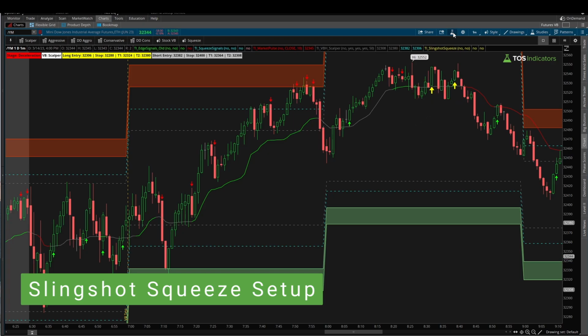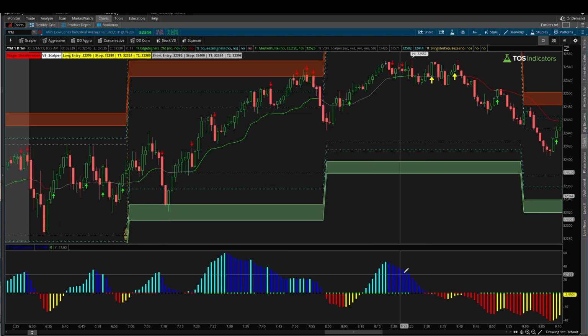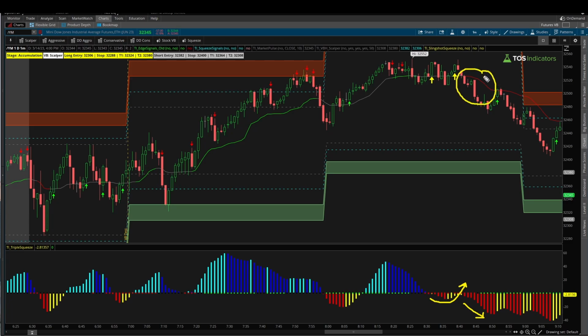These are the slingshot squeeze, and if I load in our actual squeeze here so you can see what that looked like, the overall idea was we were looking for this to build momentum and for the squeeze to ultimately fire long. That did not happen. Instead, we saw the squeeze fired short, and we saw that we had a trend switch here as well.